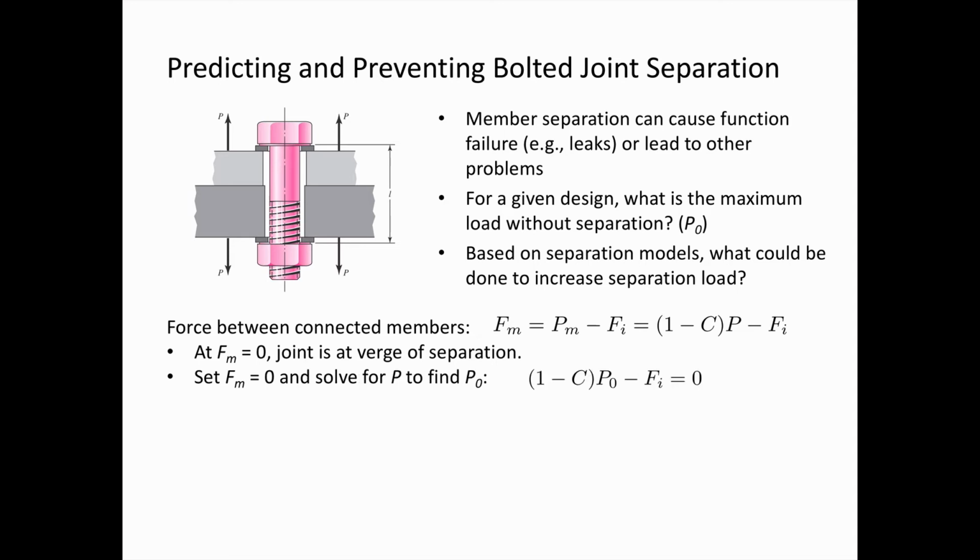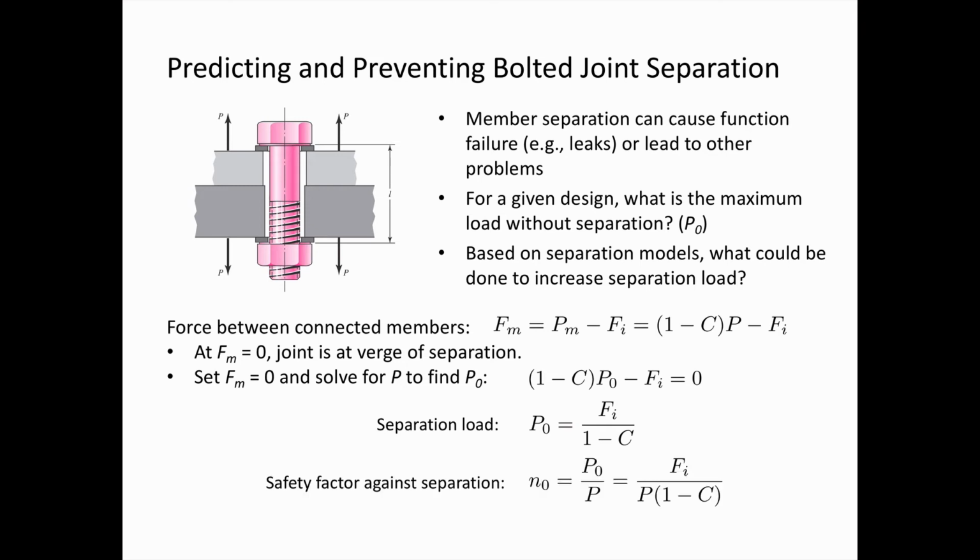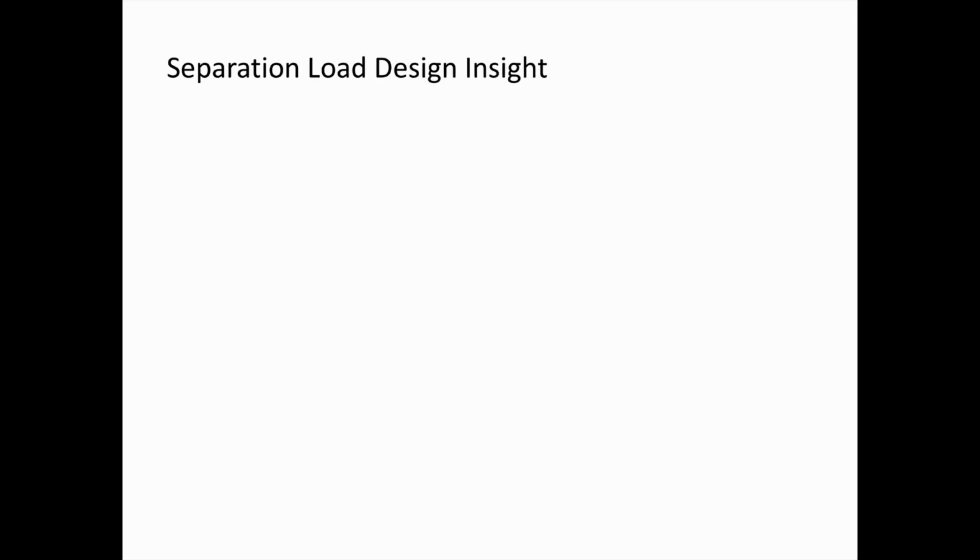To find what this threshold value is for the load that's going to cause separation, we're going to set F sub m to 0 and then solve for the external load to find P naught, or the separation load. So here's the separation load. That's equal to the preload divided by 1 minus C. And then we can also define a safety factor against separation. Let's try to see if we can get some design insights from these formulas so that we can learn how to better design a bolted joint to resist separation.